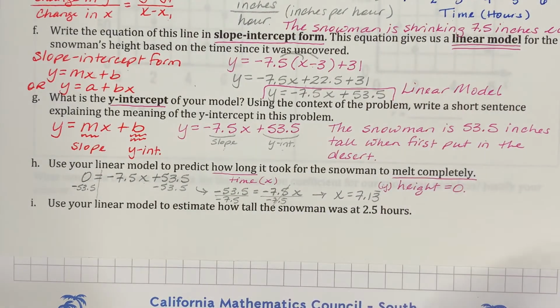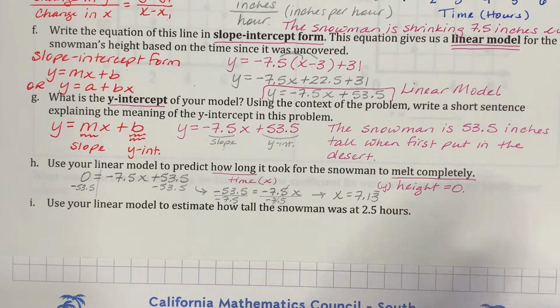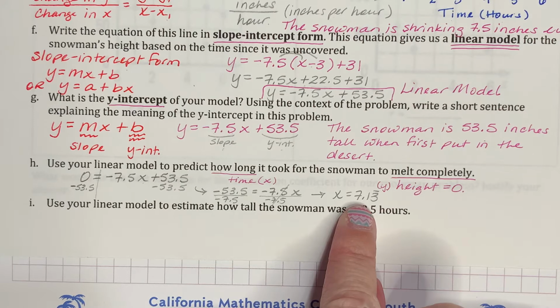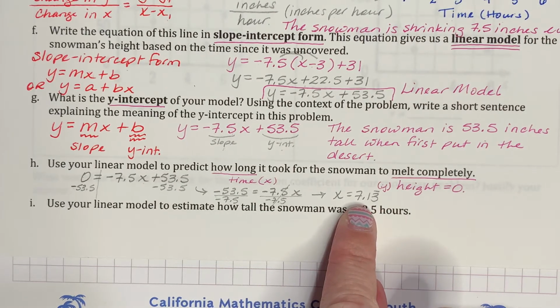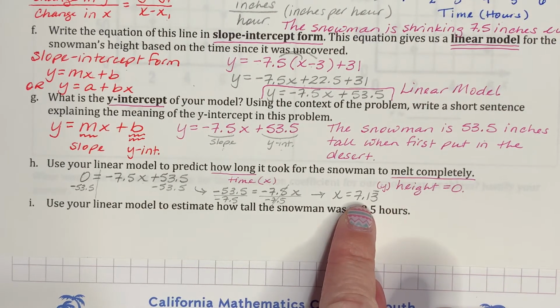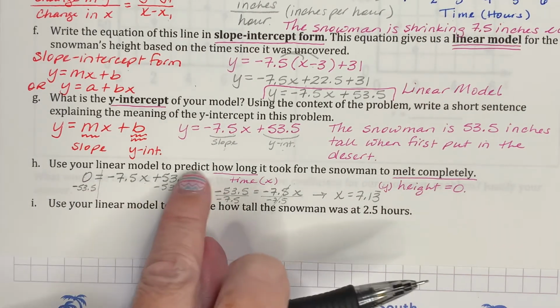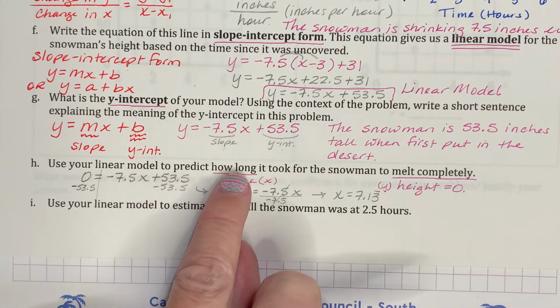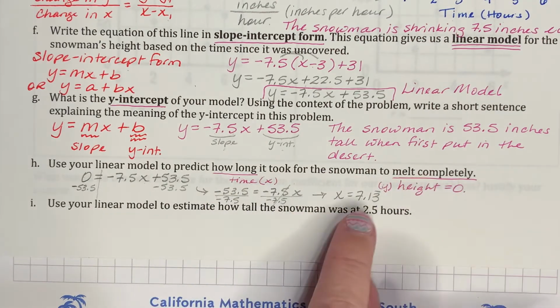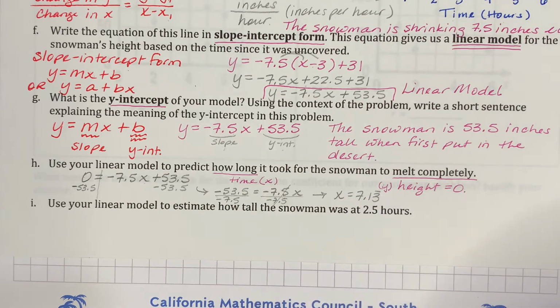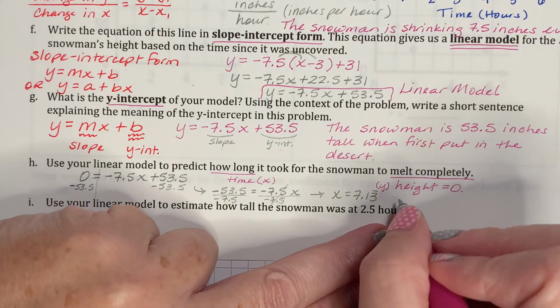So x is going to be 7.1333333. What does that mean? It's one thing to solve my equation, but what does this mean? Now you have to think and take it one step further, because in advanced algebra, we've got to be able to explain everything we're doing. So use the model to predict how long it took for the snowman to melt completely. So how long did it take for him to melt completely? A little over 7 hours.